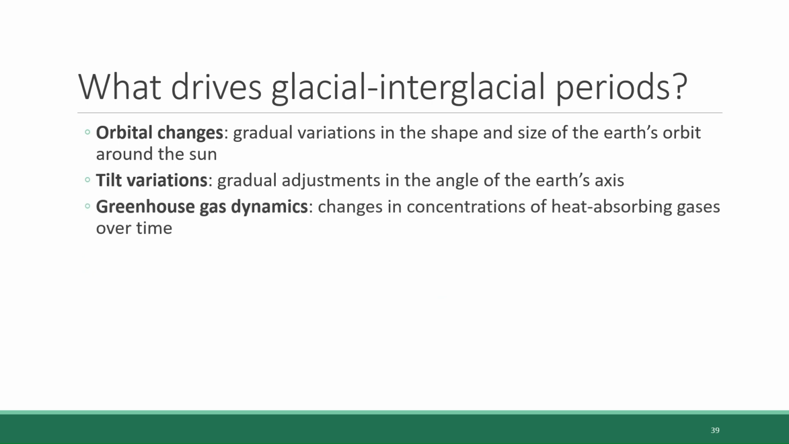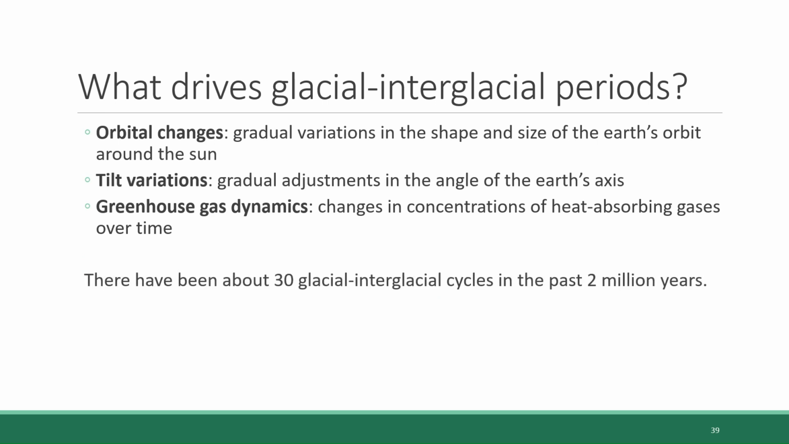And then finally, greenhouse gas dynamics. Changes in the concentration of heat-absorbing gases over time have also facilitated glacial and interglacial periods. Scientists estimate that there have been about 30 glacial-interglacial cycles in the past 2 million years. And we're going to look at how each of these variables brings about the alternating glacial and interglacial periods. But before we do, let's talk about how we know this.